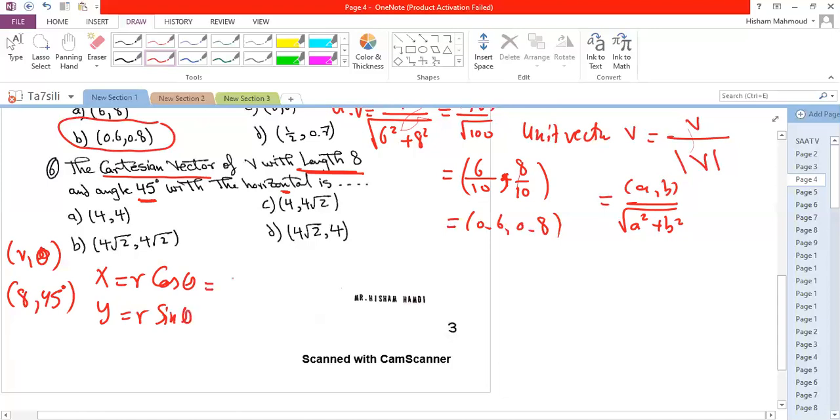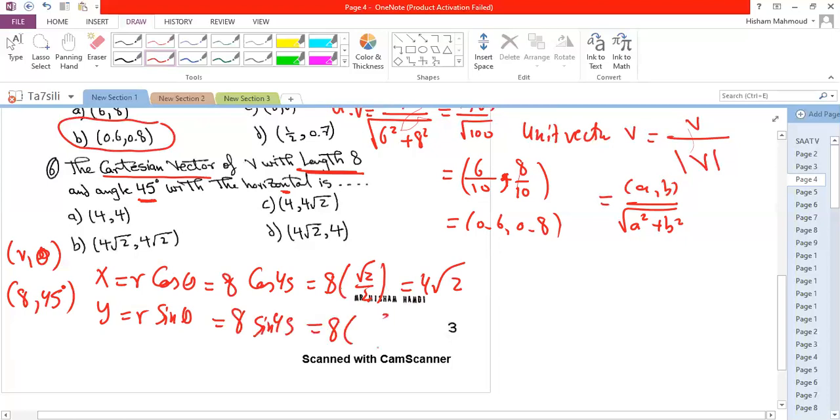So it's 8 cosine 45, which is equal to 8 multiplied by root 2 over 2. So 8 divided by 2 is 4. So it's 4 root 2. And 8 sine 45 is 8 multiplied by root 2 over 2, which is 4 multiplied by root 2. So the answer is B.